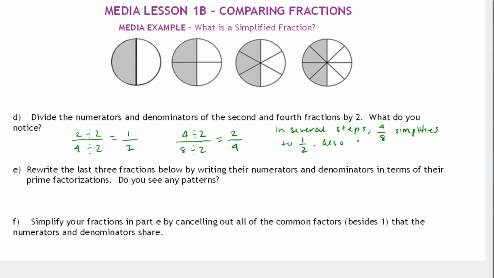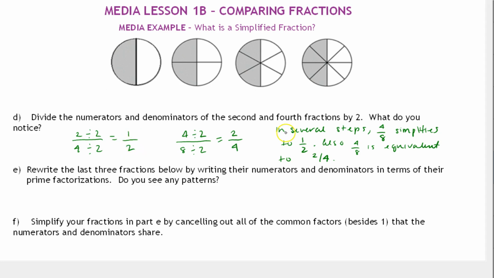Also, 4/8 is equivalent to 2/4. Okay, and there's a lot of things you can see here. So if you saw something else, feel free to write it. Also notice we could have divided 4 and 8 by 4, and it would have immediately simplified to 1/2.